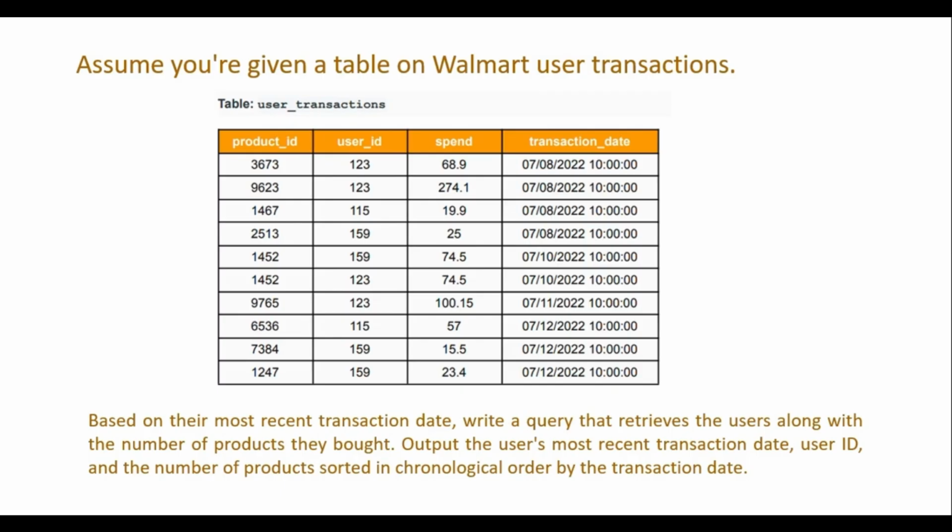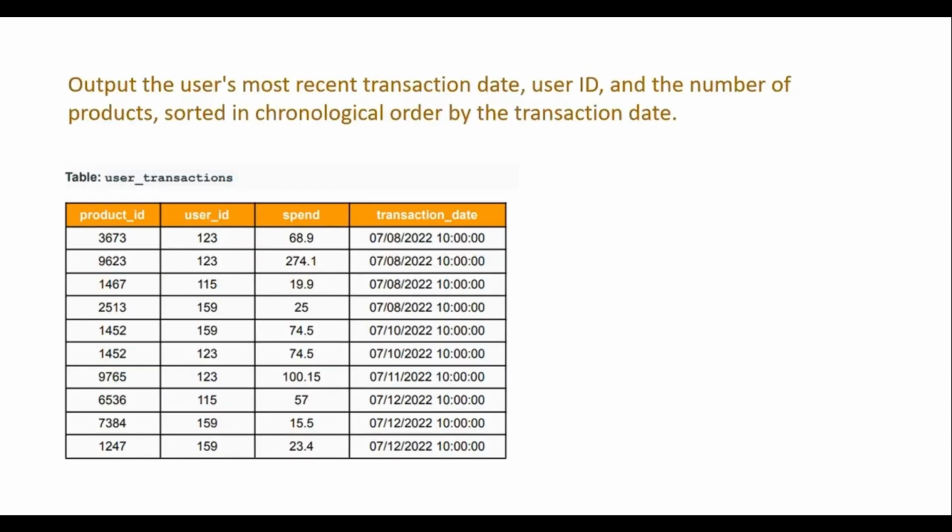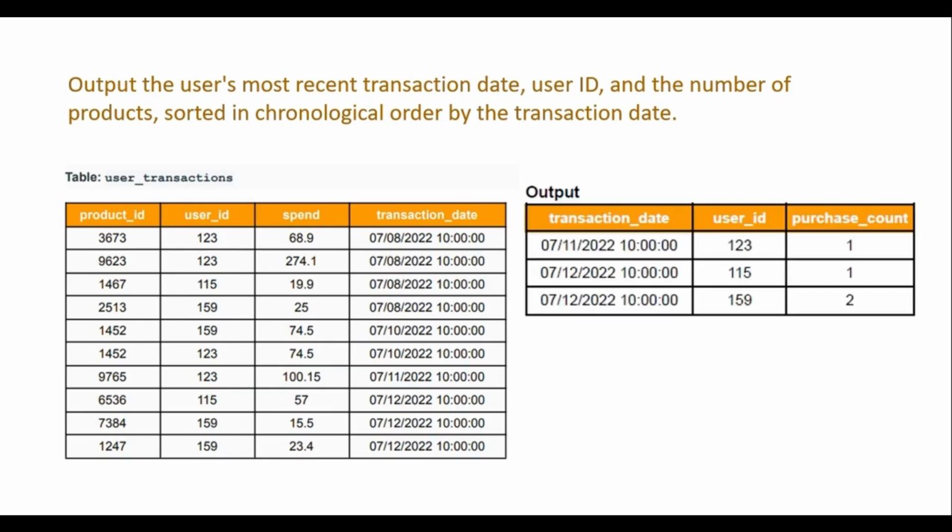So let's understand with the help of the input table and output table here. This is your input table, and since you have to output the user's most recent transaction date, user ID, and the number of products sorted in chronological order by the transaction date, your output should look like this. So let's see how this output has been derived from this input table. Let's first filter out the rows with the most recent transaction date of each user.